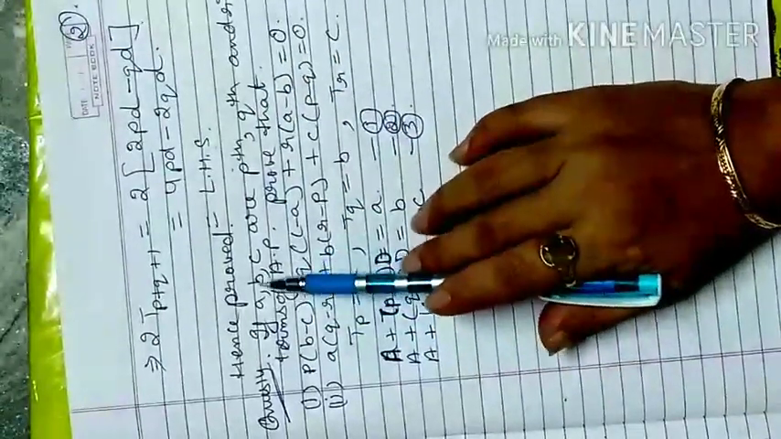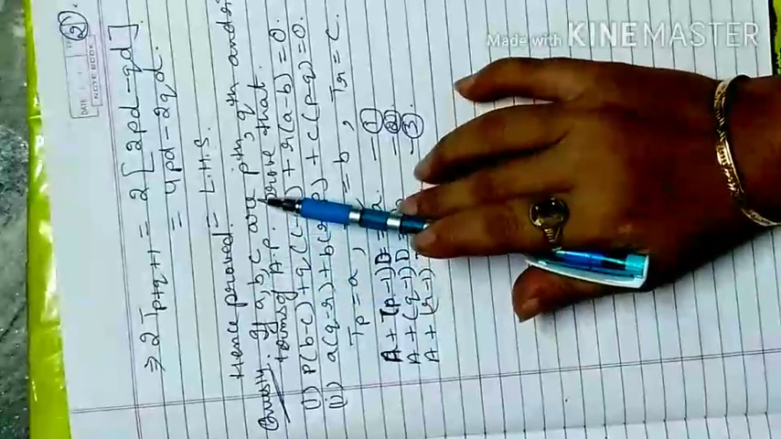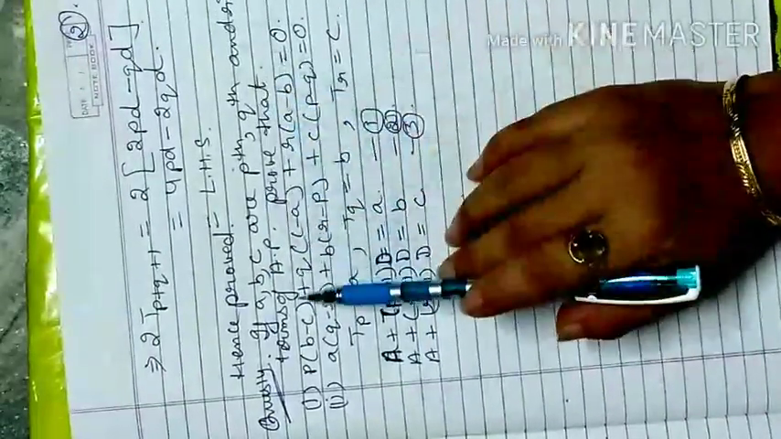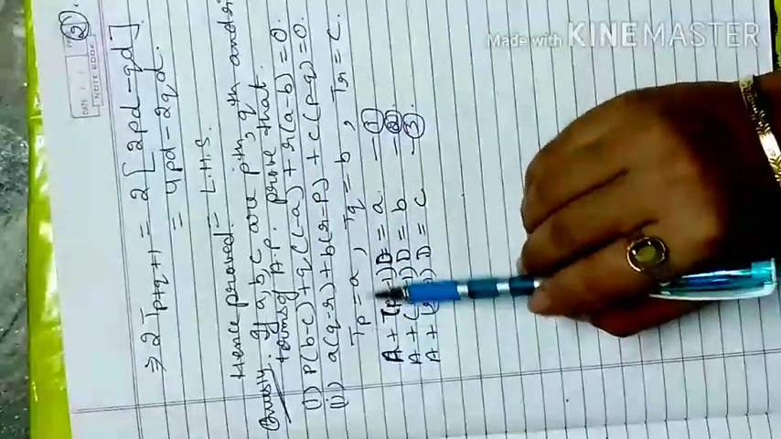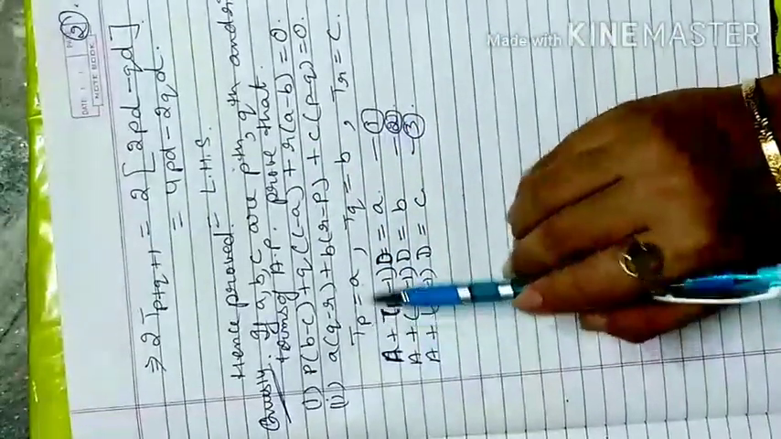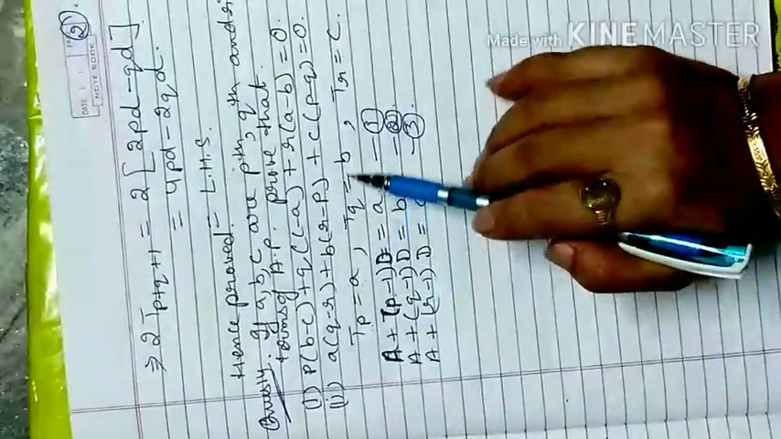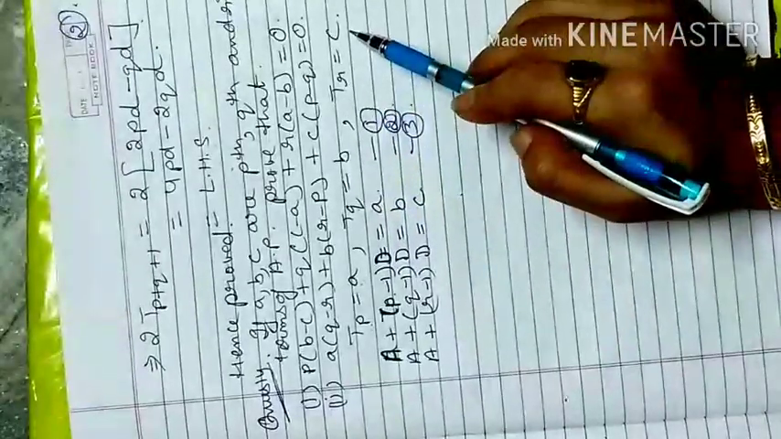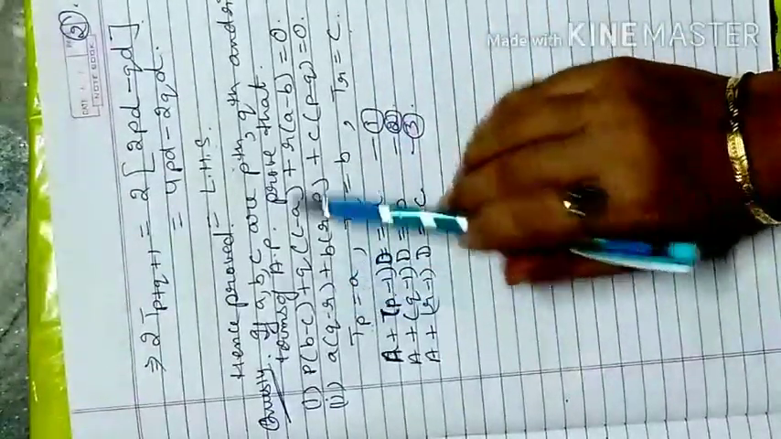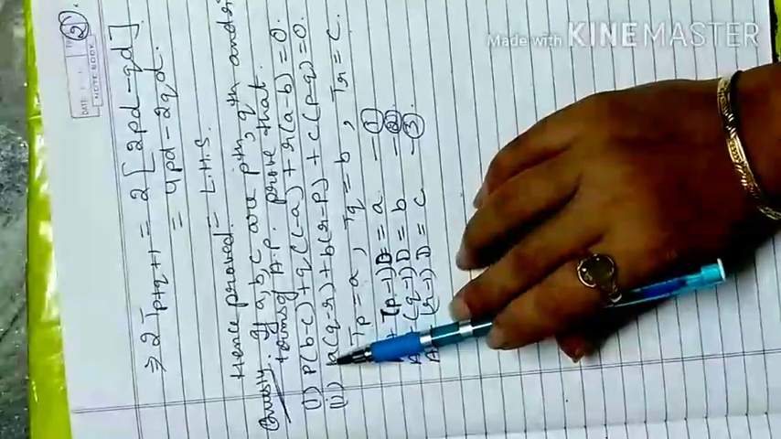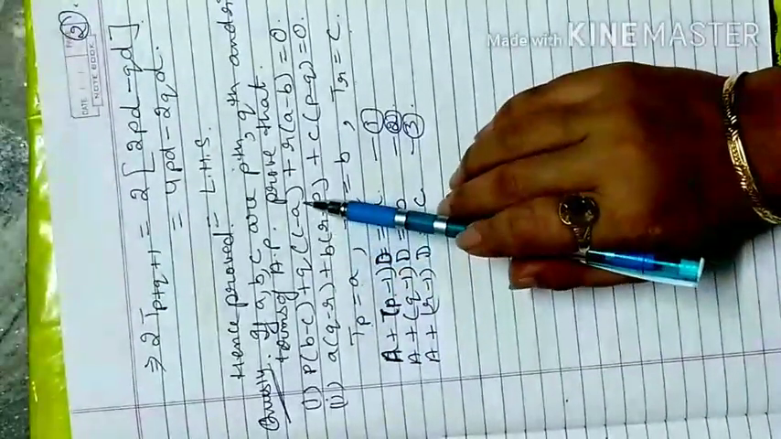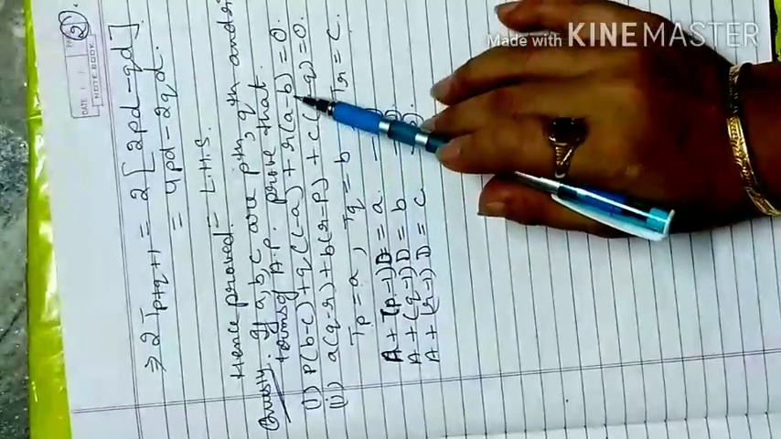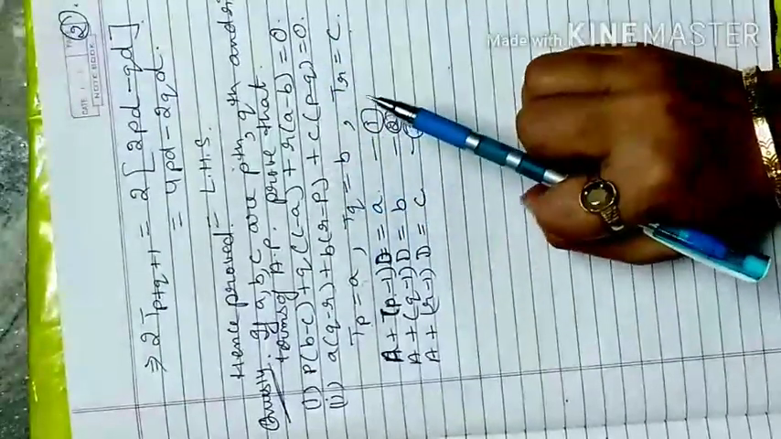Next, your 14th question. This is the common value given to you. If A, B, C are the Pth, Qth and Rth terms of an AP, that is, the Pth term of the AP is A, the Qth term of the AP is B and the Rth term of the AP is C, now you have to prove that P times (B minus C) plus Q times (C minus A) plus R times (A minus B) is equal to 0.